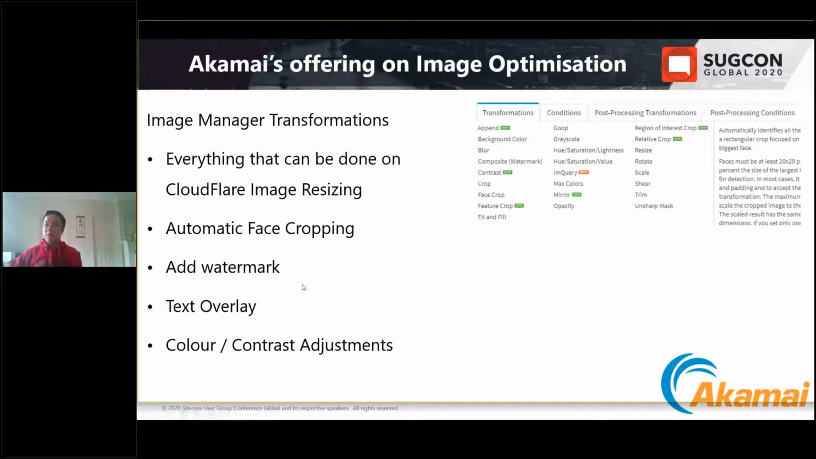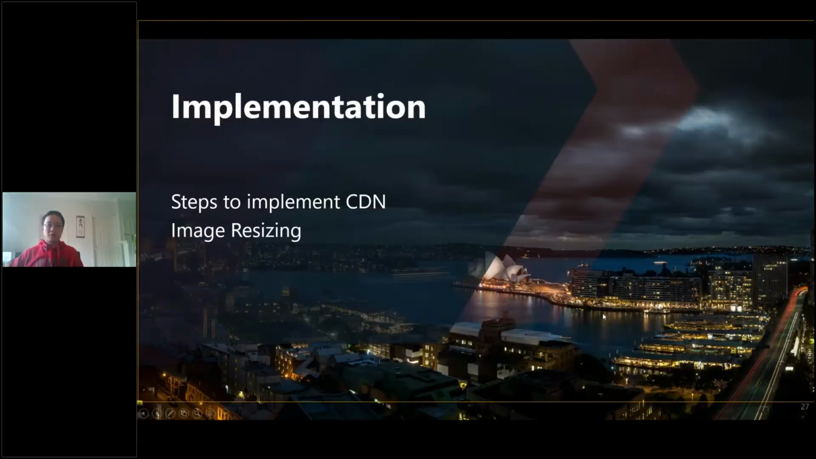You can add watermarks on your images. You can do text overlays on the images, and you can also do color and contrast adjustments as well. So there's just a lot going on. All the time they're pushing out new ways to do your image transformations, and there are things in beta that are available if you opt into the beta program. So really, really cool stuff that Akamai has. The Akamai offering is really, really cool. So how do we implement CDN image resizing?